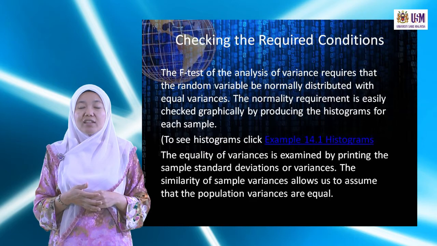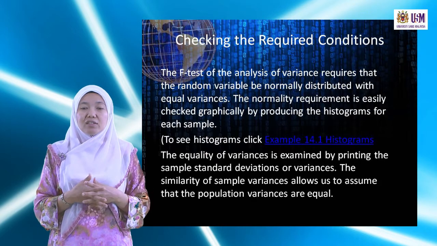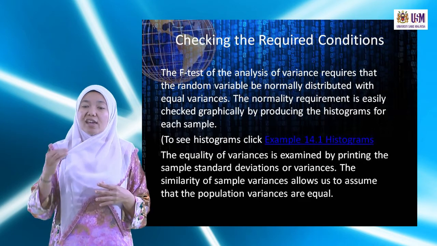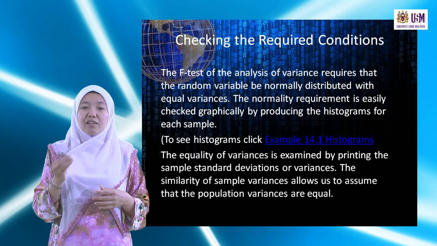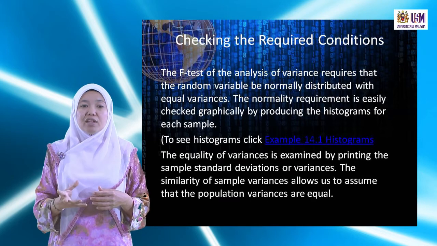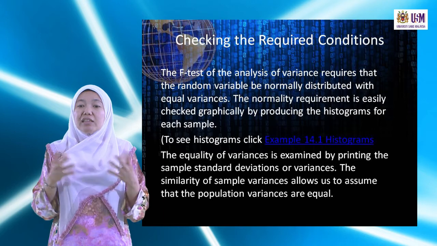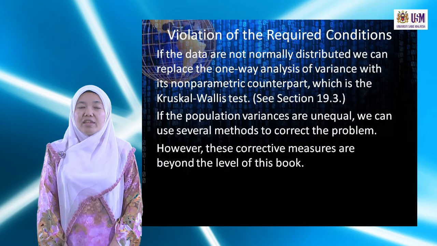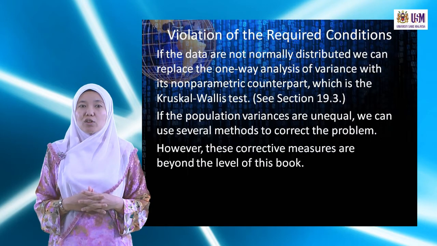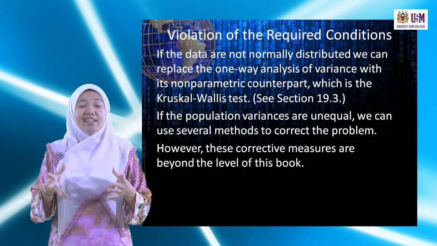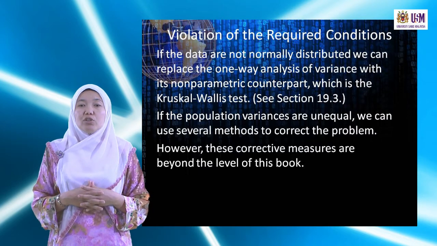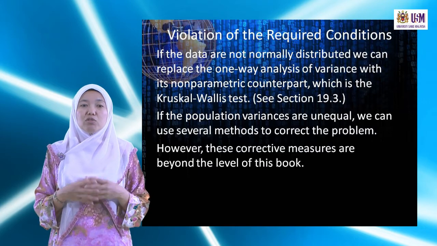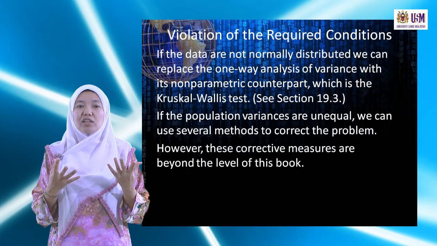So we have done this histogram in the earlier part of the chapters. And if you look at the equality of variance, you can examine this by printing the sample standard deviation or the sample variance. The similarity of sample variance allows you to assume that the population variances are equal. In case there is a violation of the required conditions, for example, if your data are not normally distributed, you can replace the one-way analysis of variance with its non-parametric counterpart, which is what we call the Kruskal-Wallis test.